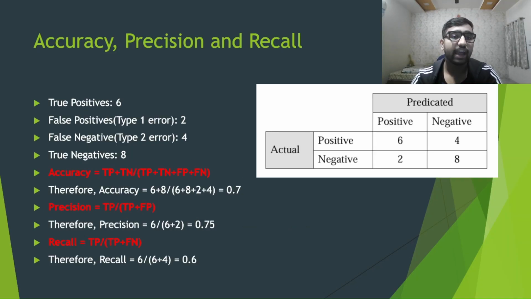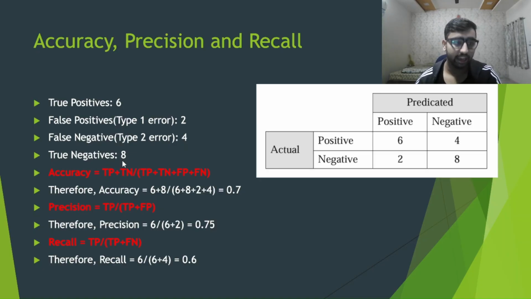Now let's calculate the accuracy, precision and recall for a given confusion matrix. So this is my given confusion matrix. Let us first identify the different classes from this matrix. The true positives are the positives predicted as positives. The value is 6. False positives are the negatives predicted as positives. It is also known as type 1 error. Its value is 2. False negatives are the positives predicted as negative. It is also known as type 2 error. Its value is 4.